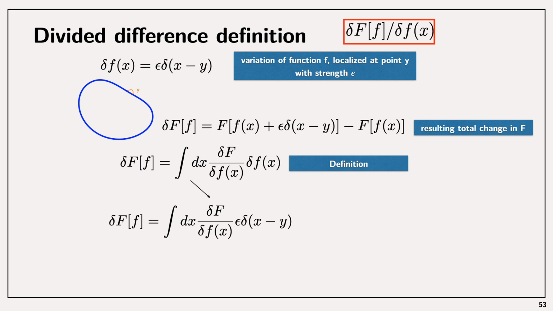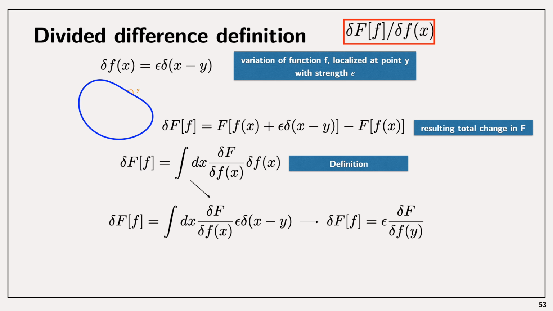What I did in the last equation is simply replace delta lowercase f by my choice that I made on the top left, which is epsilon delta of x minus y. I can certainly do that, and I can calculate how the functional uppercase F changes. So as a result, when I put everything together, I find that delta F is equal to epsilon delta F over delta f of y.